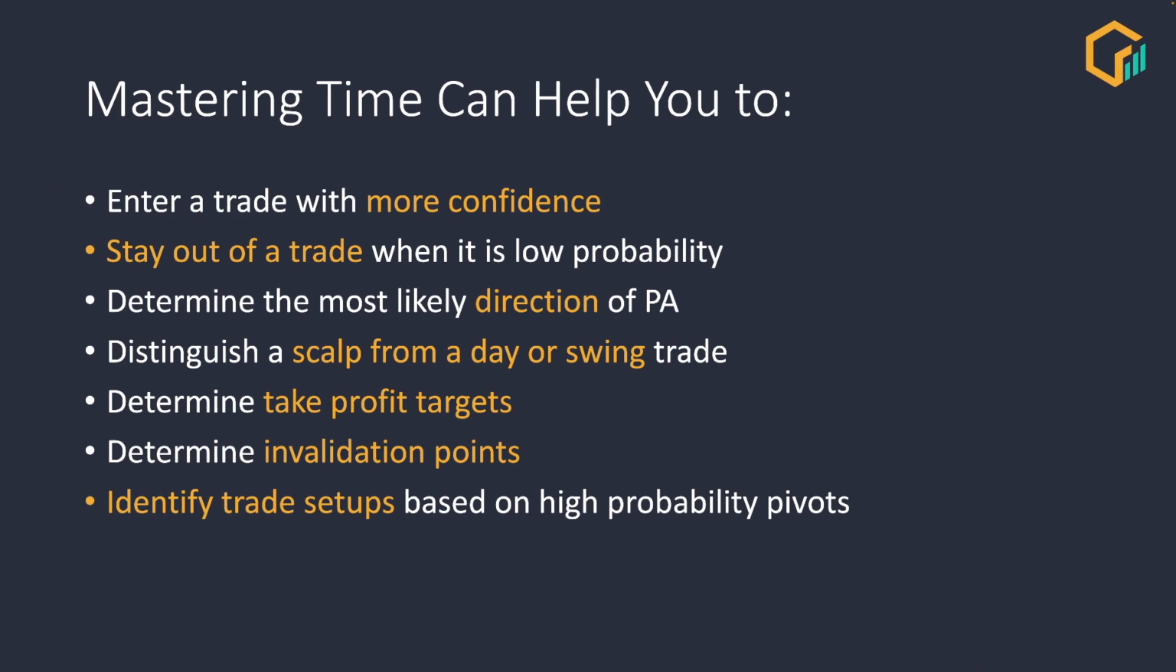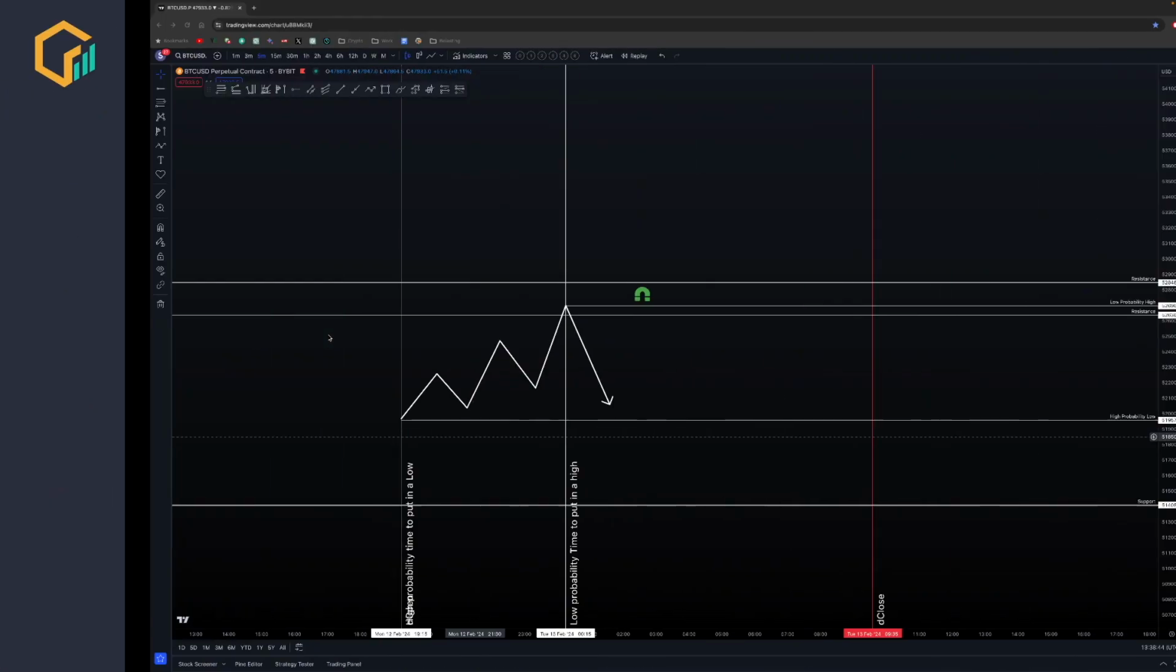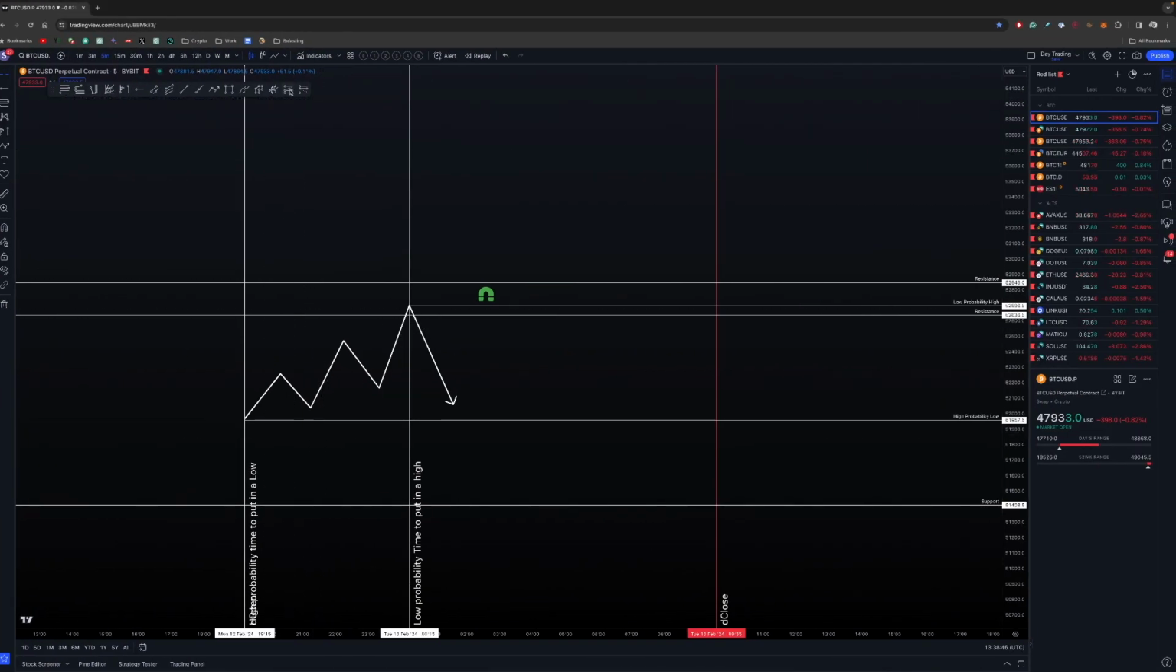So how does it help? Well, it helps us determine the most likely direction, and it helps us identify trade setups, invalidation points, and take profits. And this is a really good example of how everything goes at once. It helps you with all of these points, and I'll show you how. So whatever your method is for determining entries and exits, use your TA in confluence.